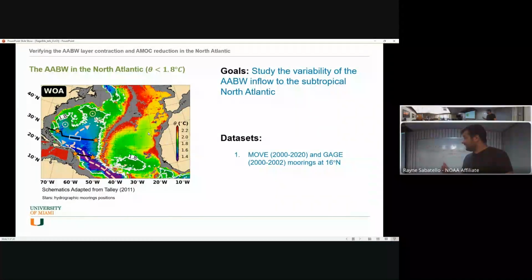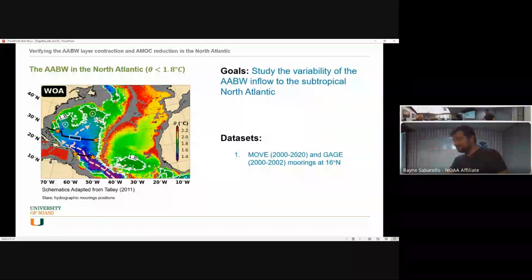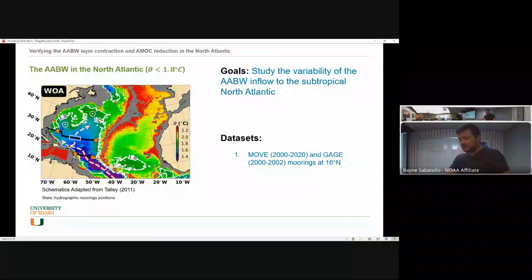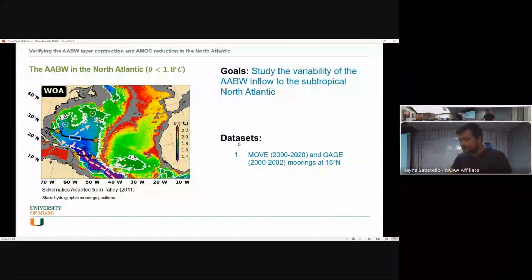And the goal of our study was to infer the variability of the Antarctic bottom water flow in the subtropical North Atlantic. For that, we use the MOVE array at 16 North that measured hydrographic properties at two locations, which are the little stars in the south here, between 2000 and 2020. And the gauge mooring arrays, which are current meter moorings that collected data in 2 years, the first 2 years of the MOVE array, across this transect here.